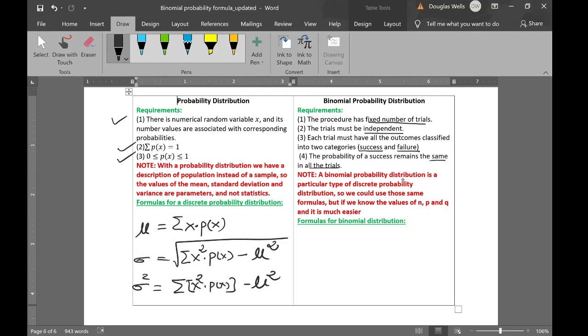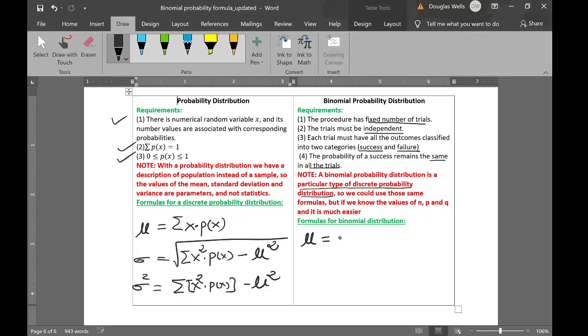A binomial probability distribution is a particular type of discrete probability distribution. So if you remember, x are the discrete numbers, or discrete values you can say. So we could use these formulas here to find mean, standard deviation, and variance. But if we know the value of n, which is the fixed number of trials, and p is the probability of success in one of the n trials, and q is the probability of failure in one of the n trials, if we know that, then it's easier to use this formula.